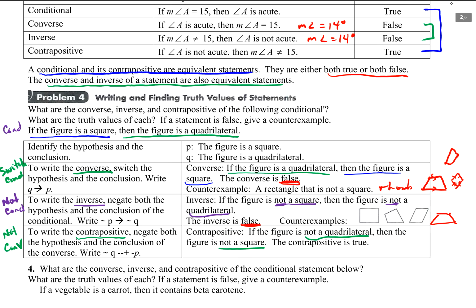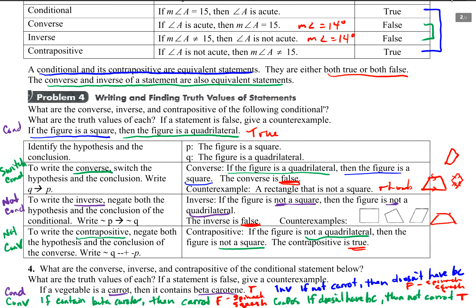This is absolutely true. And we expected it to be true because our conditional is true. So we expect that to be true, because conditional and contrapositive are equivalent statements, and converse and inverse are equivalent statements. All right. There's not a lot of space for you to do number 4 down there, but go ahead, pause the video, do the last problem, and we will come back and discuss it and finish this lesson.